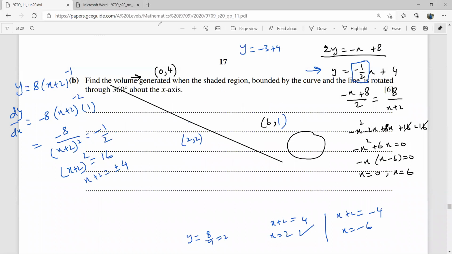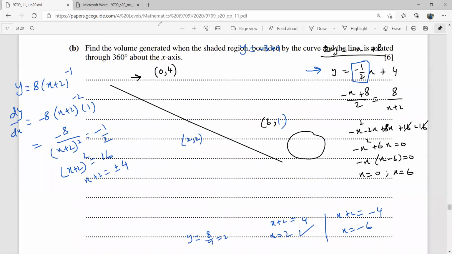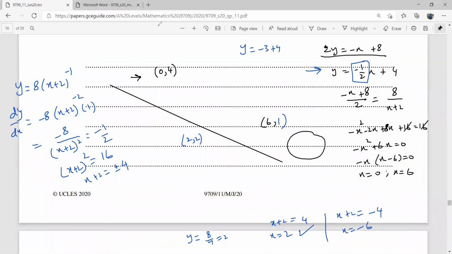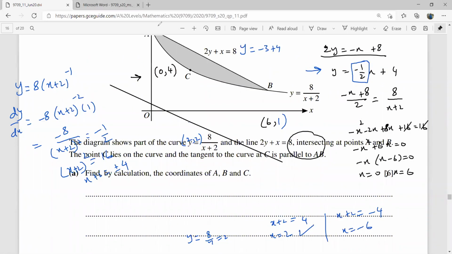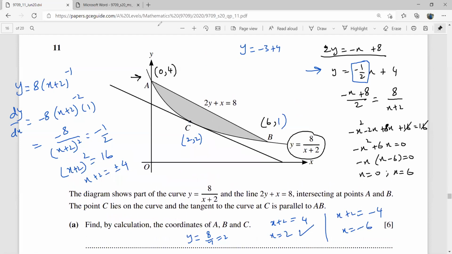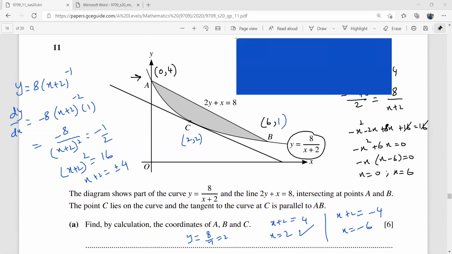Okay, it says find the volume generated when the shaded region bounded by the curve and the line is rotated through 360 degrees about the x-axis. About the x-axis. Let's go back to the diagram. Okay, so I have to find this volume. I'm going to erase all the unnecessary things here that I don't need. I'll keep these points here.